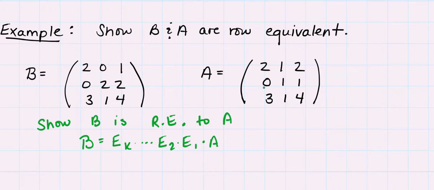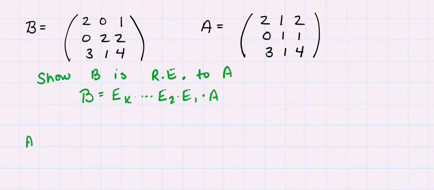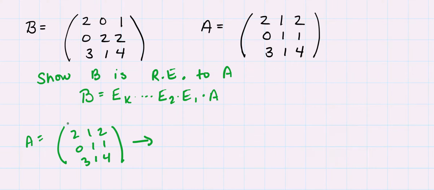Let's see. The third rows are the same, so I don't have to do anything there. The second row, all I have to do is multiply this row by 2 to get the second row for B. And for the first row, notice that if I subtract row 2 from the first row, I actually get the first row for B. So let's write what A is down here. So A is 2, 1, 2, 0, 1, 1, 3, 1, 4. And I'm going to use my elementary row operations to transform A to B.